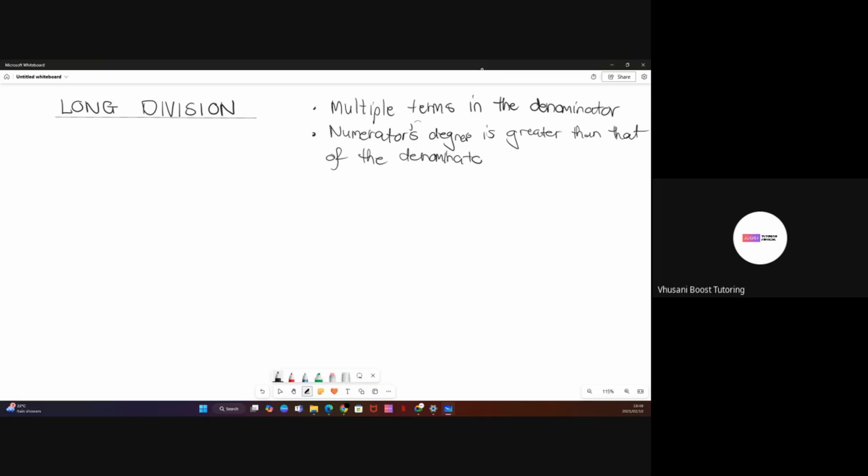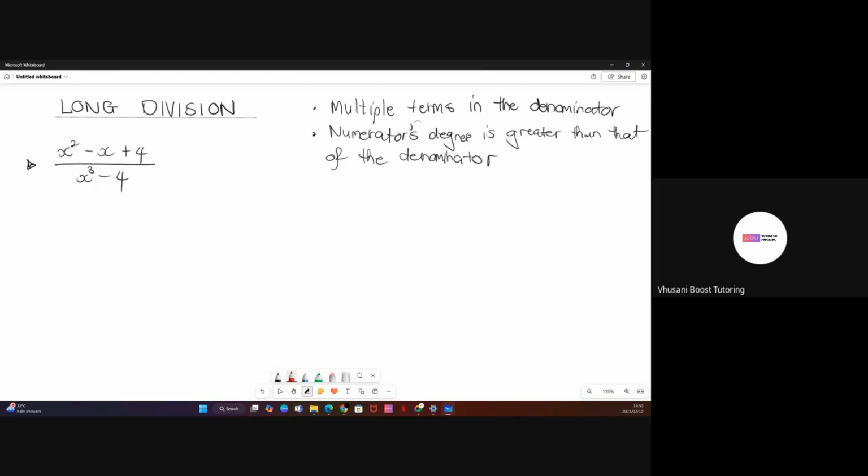And what do I mean by that? Let me show you. So let's say we have an example that says x to the power of 2 minus x plus 4, and this is divided by x to the power of 3 minus 4. We have a problem over here, and we cannot perform long division when we have something like this.